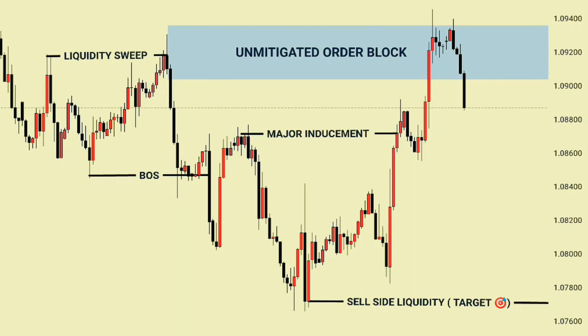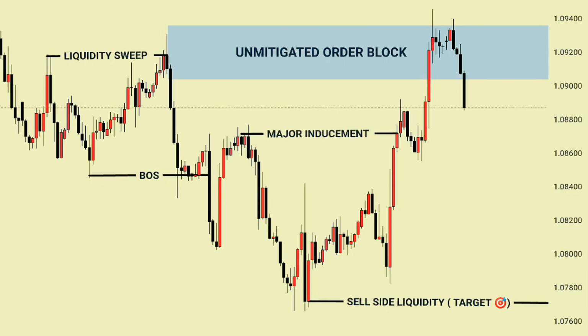Now let me explain how to execute a sell trade on this chart. First, we wait for confirmation, not prediction. Price takes buy-side liquidity and then gives a clear break of structure to the downside. This tells us the market intention has changed to selling. After break of structure, we do not sell immediately. We wait patiently for price to move back up.